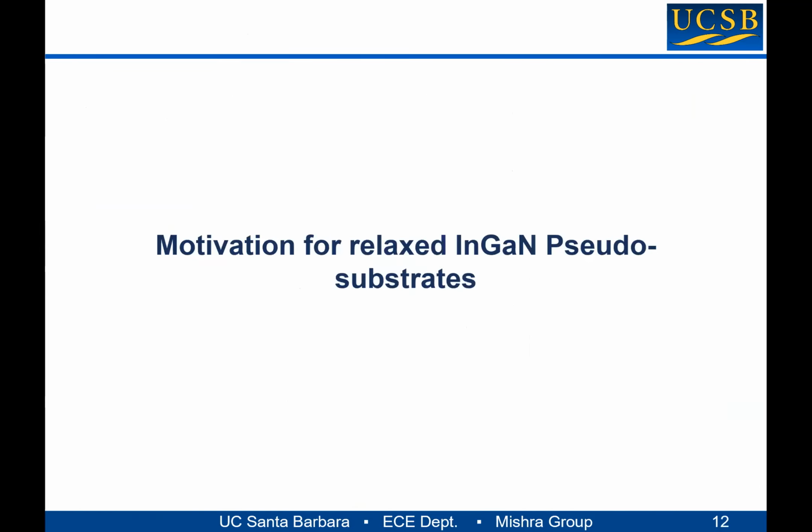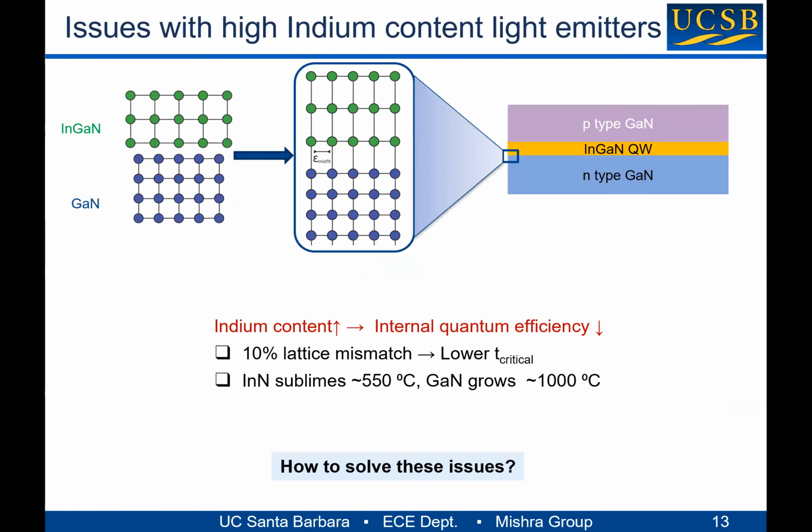Now let's look at why we wanted to pursue relaxed InGaN pseudo-substrates. Even with all the advantages that InGaN has over the AlInGaP material system, it has its own set of issues. First being the massive 10% lattice mismatch of indium nitride and gallium nitride, which reduces the critical thickness. Second is thermal instability of InGaN, wherein indium nitride sublimes at 550 degrees Celsius, whereas gallium nitride is grown at approximately 1000 degrees Celsius. So how do we solve these issues?